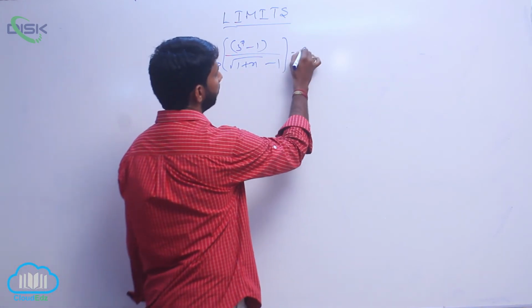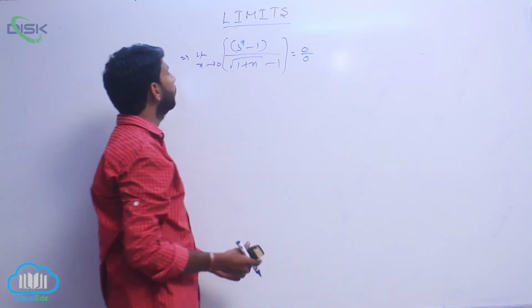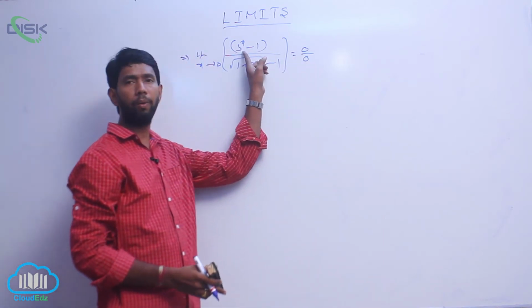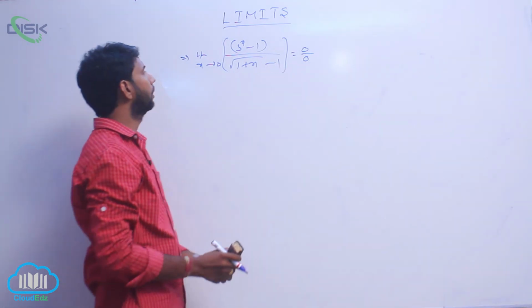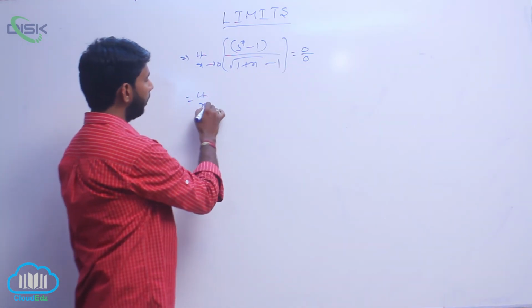Substitute the limit; it is in the form 0 by 0. You put x equal to 0. That is 3 power 0, value 1, 1 minus 1 is 0. In the denominator, 1 minus 1 is 0. So it is 0 by 0 form. First of all, rationalize the denominator.